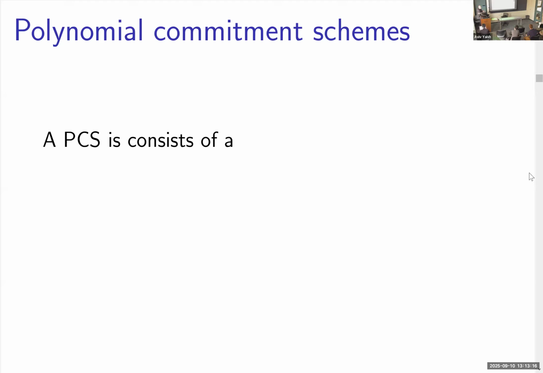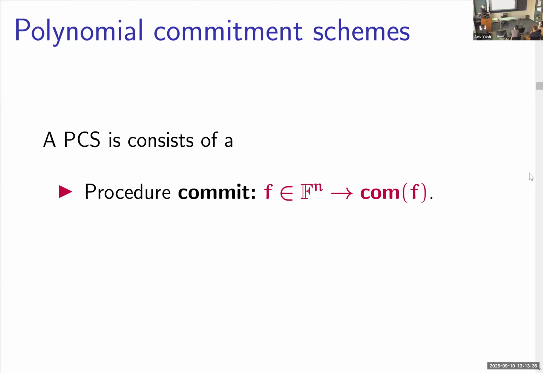A very important object in ZK SNARKs is what's called polynomial commitments. Roughly, in a polynomial commitment scheme, the two most important components are, first, some commit procedure. This is an efficient procedure that, given a vector f, maps it into some commitment cm, and usually the commitment is much smaller than f. In our case, it will be one group element.